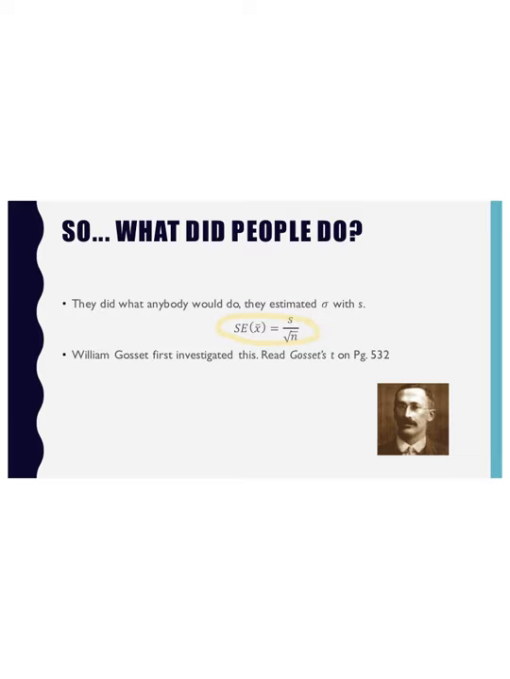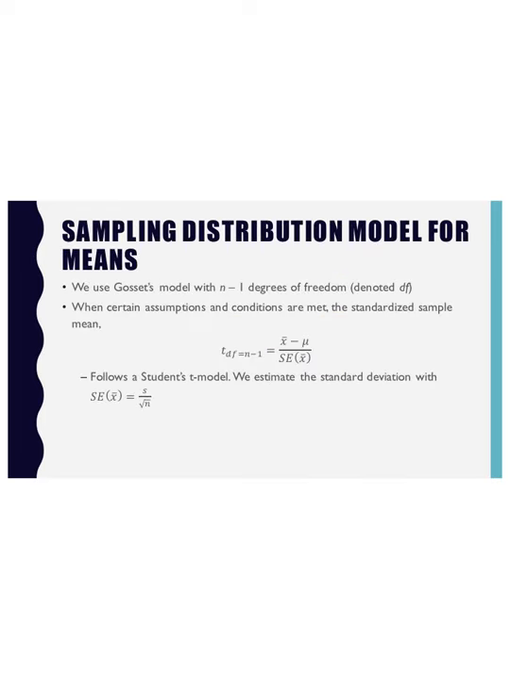William Gossett first investigated this. If you're interested, you can look him up. And we'll move on. We use Gossett's model with n-1 degrees of freedom denoted as df. When certain assumptions and conditions are met, the standardized sample mean follows the student's t model. To find our t value, we take t sub degrees of freedom equals the sample mean minus the population mean over the standard error of the sample. We estimate our standard deviation with the standard error of x bar, which is the sample standard deviation divided by the square root of n.